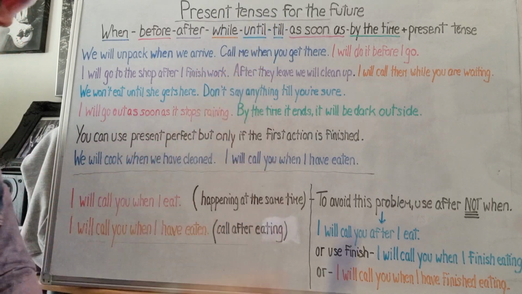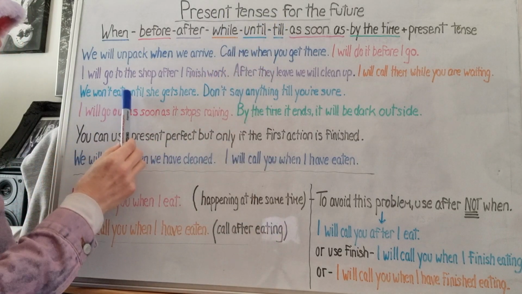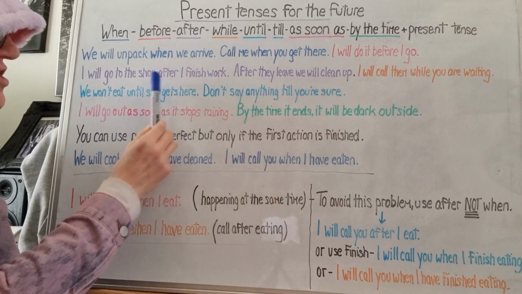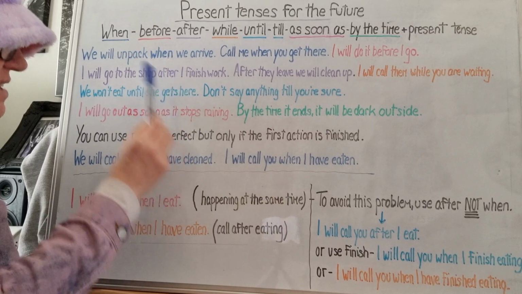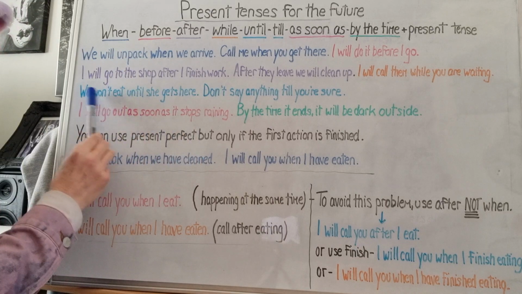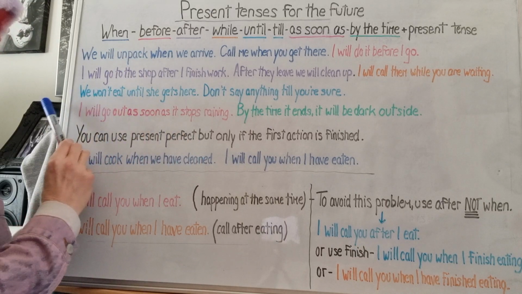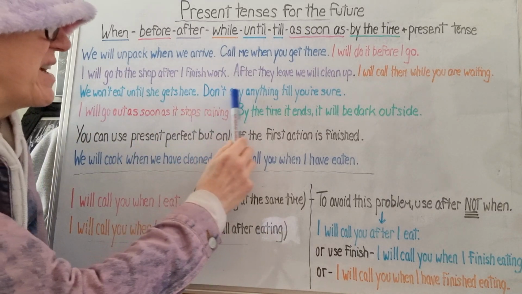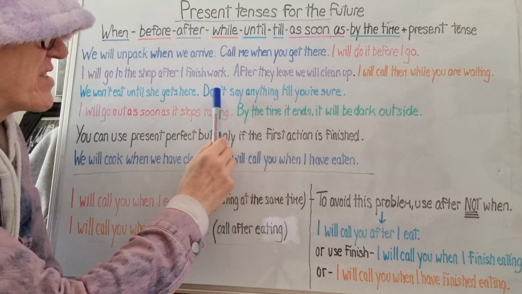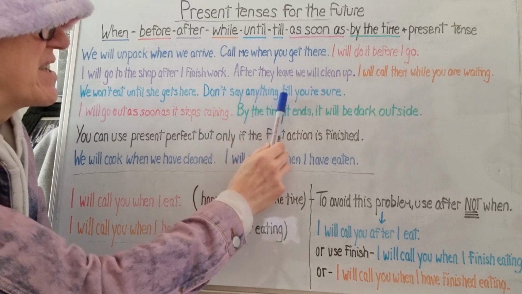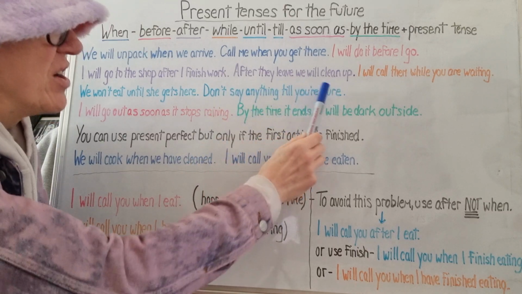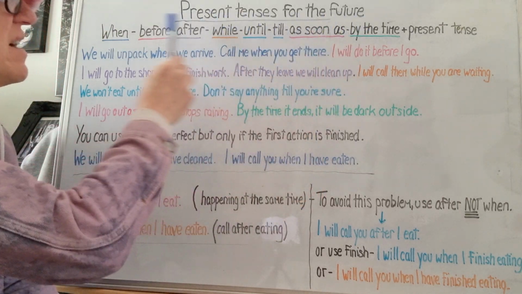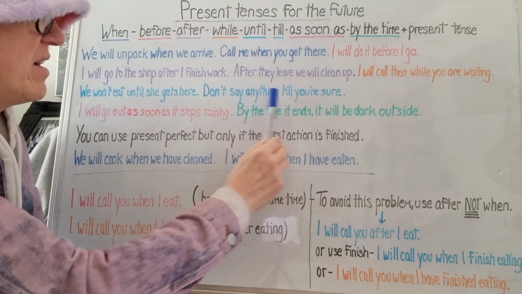Next, until or till. We won't eat until she gets here. Not until she will get, until she gets. Present simple, she gets. After until. Here's the negative of will, won't, right? Okay. Don't say anything. Sorry, I got confused for a second. Don't say anything till you're sure. Till you are sure. Not till you will be, till you are. Again, present tenses after these words, okay?